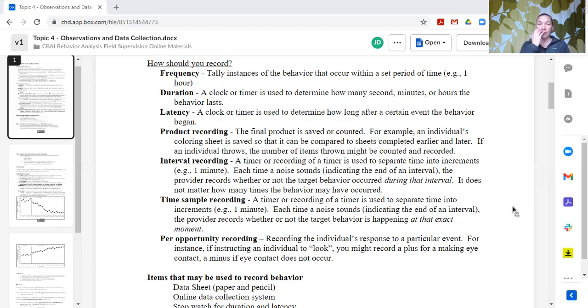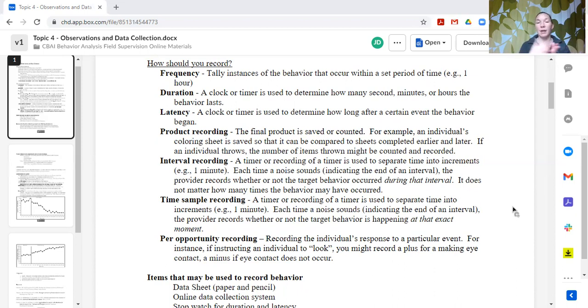Another type of data collection would be per opportunity recording, or sometimes called trial by trial data collection. This is going to be where in your operational definition, you have a very clear setup of when this occurs, learner will blank, blank, blank, blank, blank, right? Then your per opportunity recording means that you're only going to take data when this setup occurs. So for example, if I wanted to take data on the learner following instructions to clap their hands, if I'm doing per opportunity recording, I'm only taking data when someone says, clap your hands, and then I'm recording yes or no, did they clap their hands?